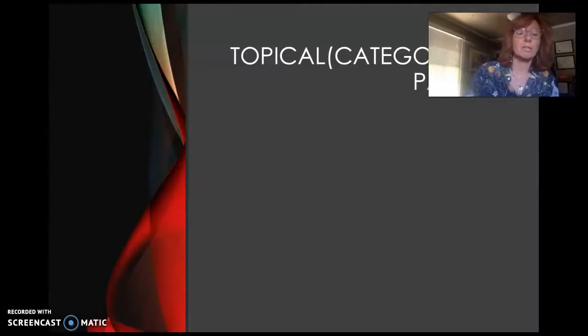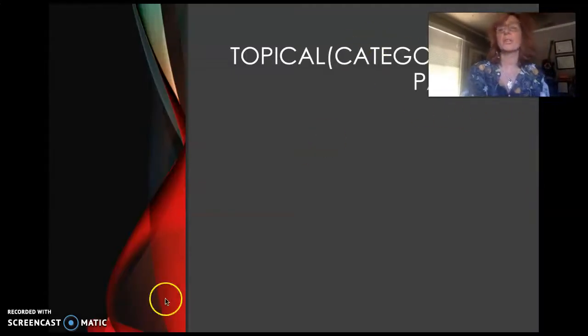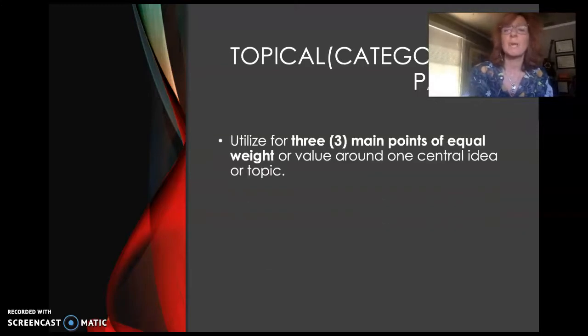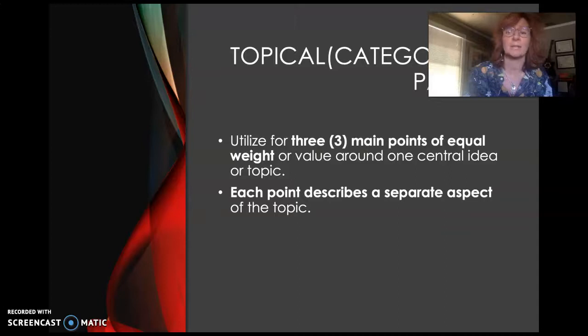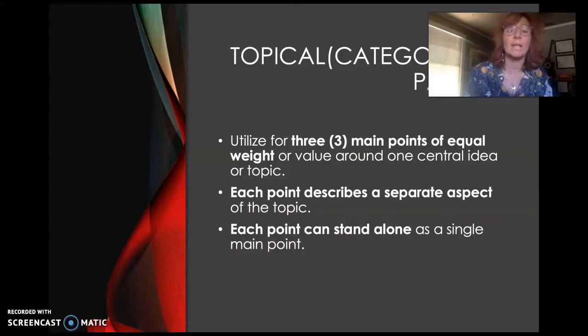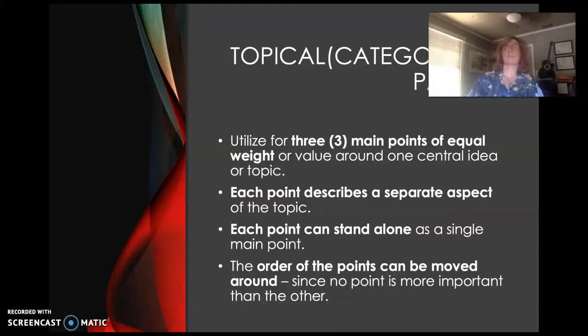Okay, spatial pattern, topical pattern. This is what most of you are going to do. This is basically, you've got 3 main points of equal value, and they center around your main idea. They represent a separate aspect, and they can be arranged in any way. Okay, most of you are going to give that.